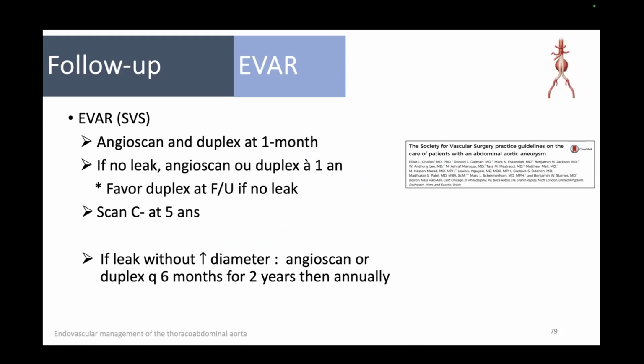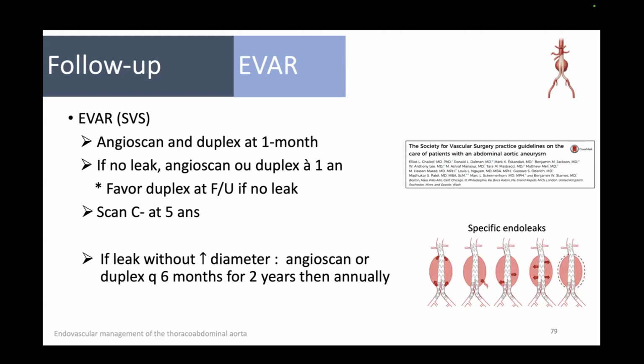And if there's a leak without an increase in diameter, then you have to increase the frequency of the scans or duplex to 6 months for 2 years, and then annually if it's stable. You have to know your specific endoleaks for the EVAR segment too. It's the same as for TEVAR. You have types 1 to 5, and it's a short read if ever you want to know a bit more about this.